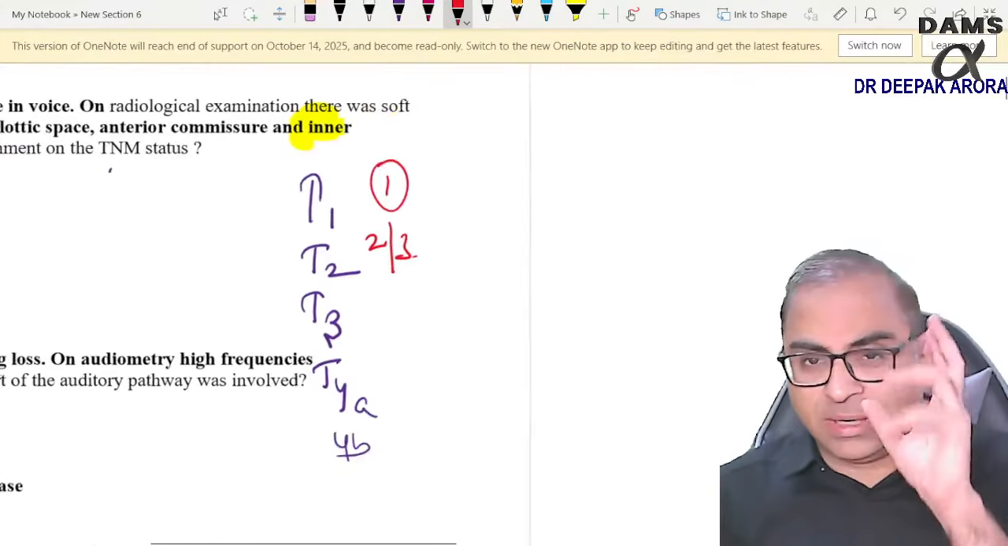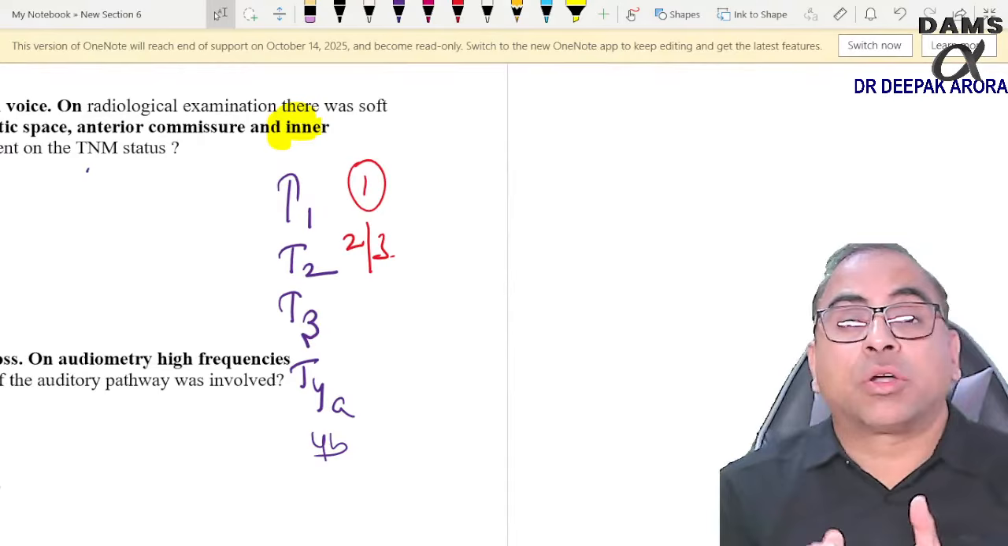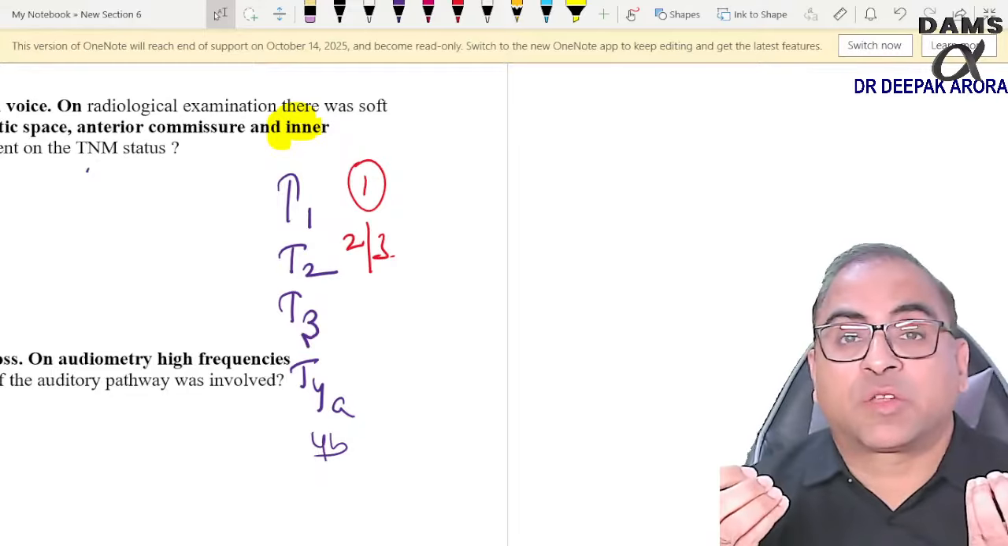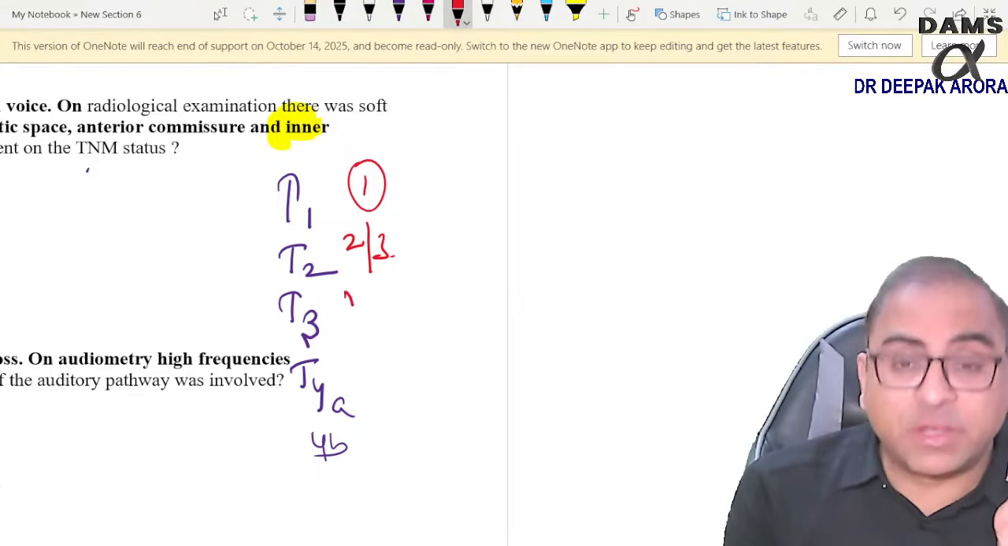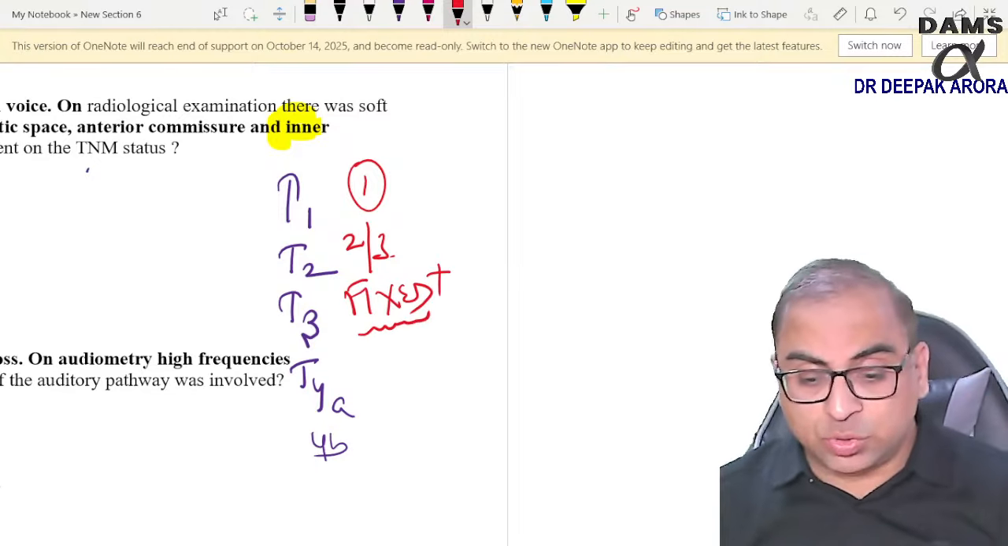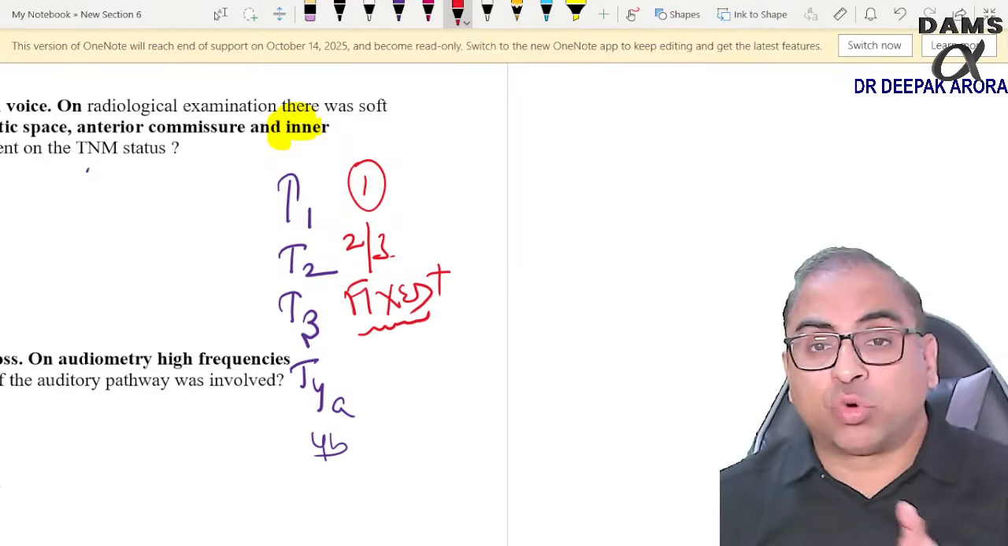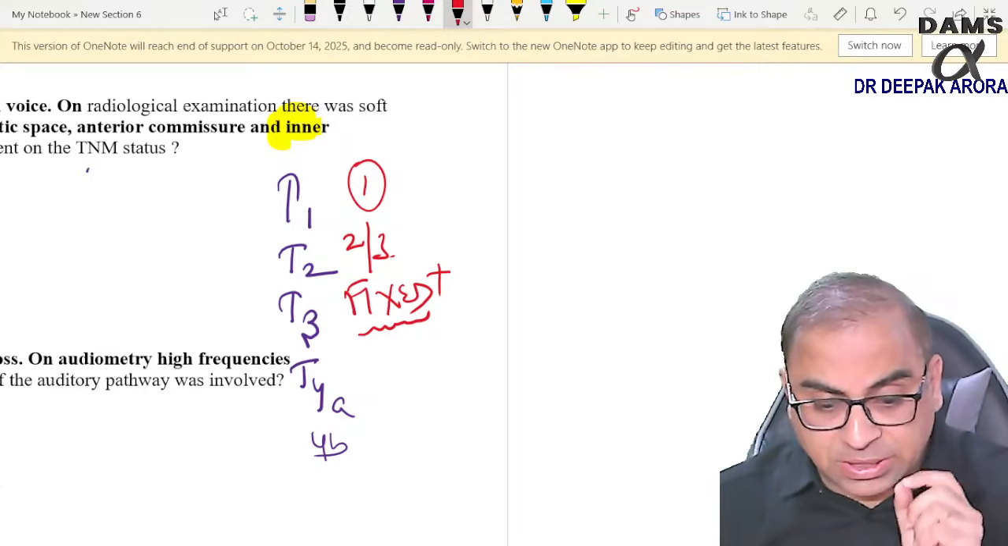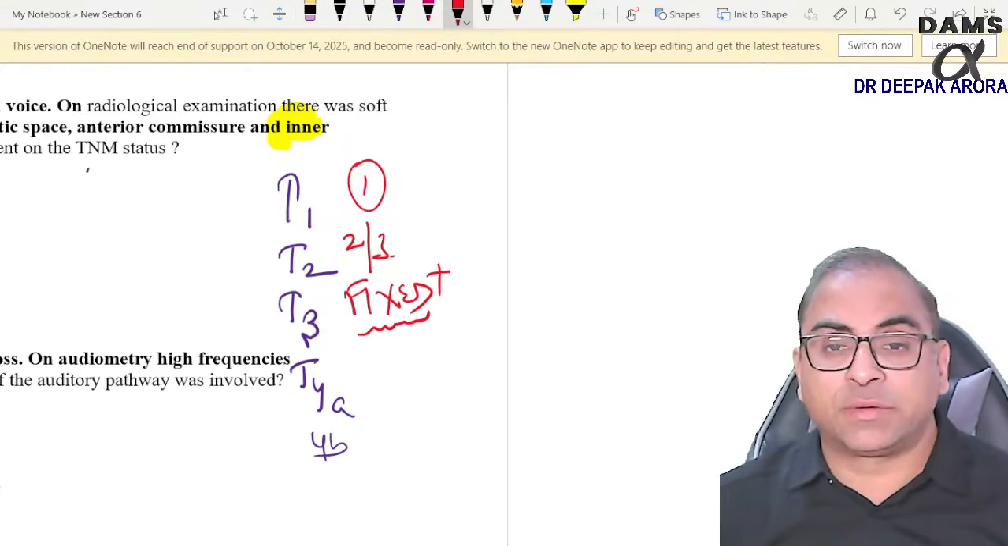If you remember the DVT session where we learned paraglottic space, pre-epiglottic space, paralysis of the vocal cord, the fixed vocal cord is the important presentation. Patient usually comes in the OPD with fixed vocal cord and we label it as T3. I hope you're confident of this point.